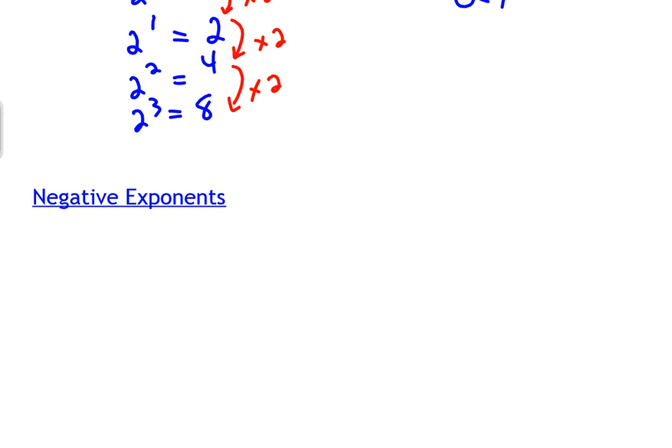So with negative exponents, I'm going to start kind of in the same place. 2 to the 1 we said was 2. 2 squared was 4. 2 cubed was 8. Same idea. Multiply by 2 to get from one step to the next.